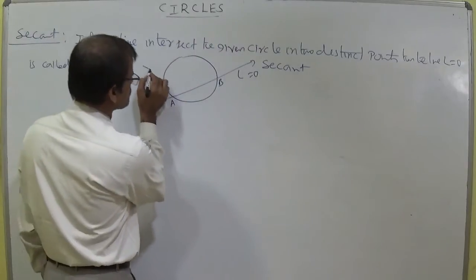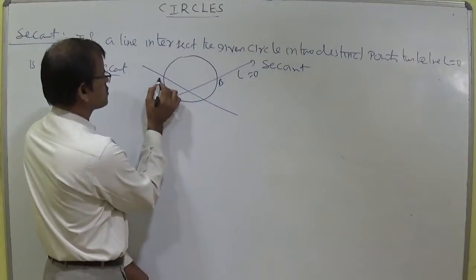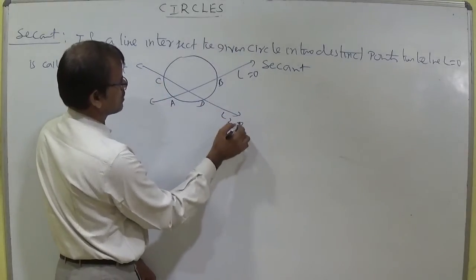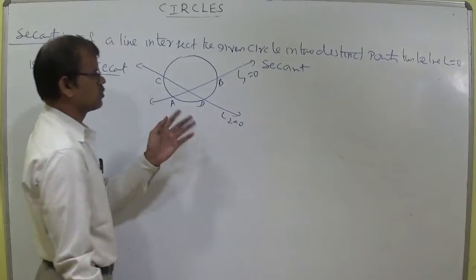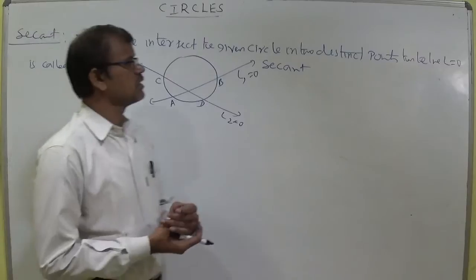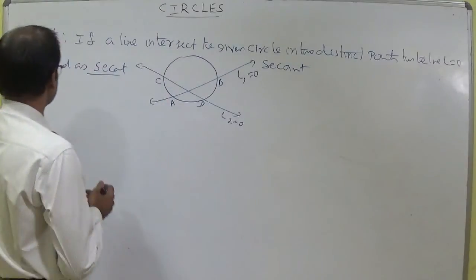So many secants we can draw. Secants can also intersect. This is the straight line. This is L2 equal to 0, this is L1 equal to 0. Like this there are so many secants we can draw. Simply, a line that intersects the given circle in two distinct points is called a secant.